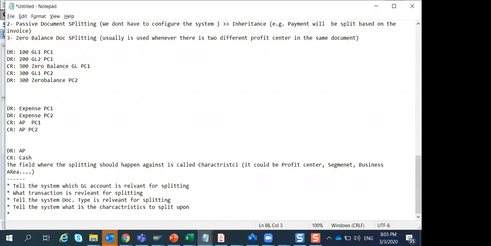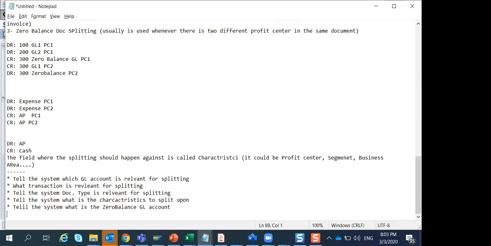So we have to tell the system what the characteristics are, and if you're using zero balance functionality, you have to tell the system what the zero balance clearing GL account is. We have to tell that. And finally, you have to activate the functionality, activate the document splitting.